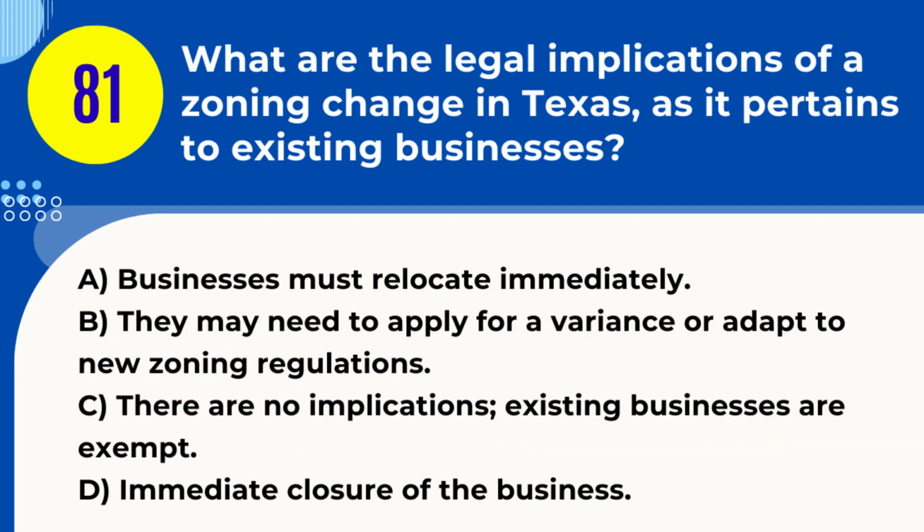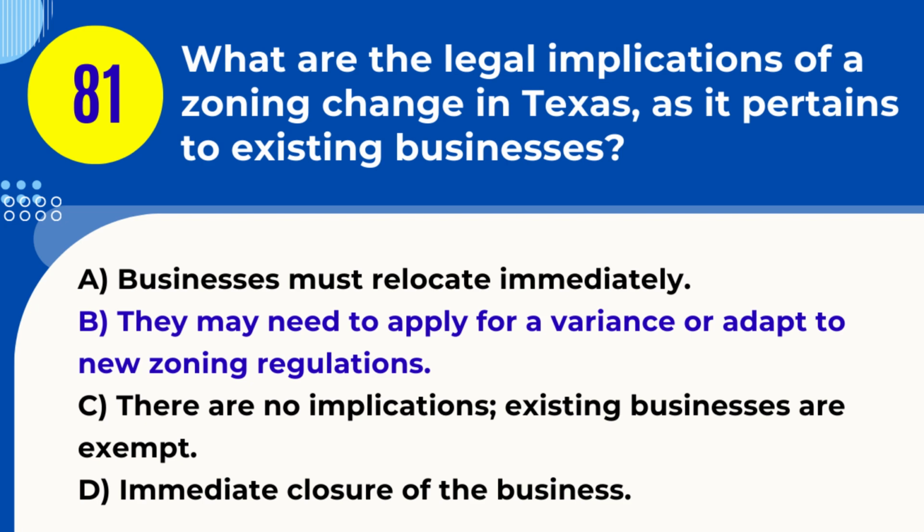Question 81. What are the legal implications of a zoning change in Texas as it pertains to existing businesses? A. Businesses must relocate immediately. B. They may need to apply for a variance or adapt to new zoning regulations. C. There are no implications. Existing businesses are exempt. D. Immediate closure of the business. Answer. B. They may need to apply for a variance or adapt to new zoning regulations.